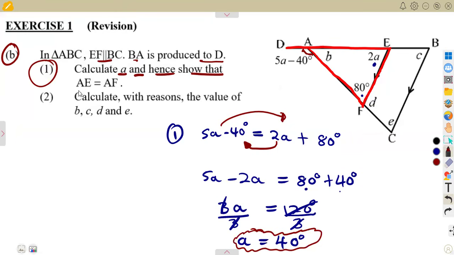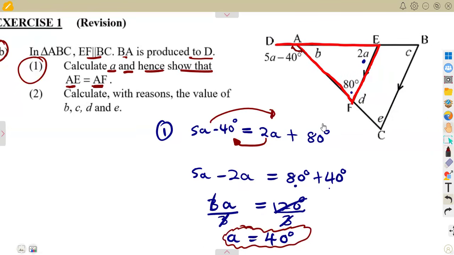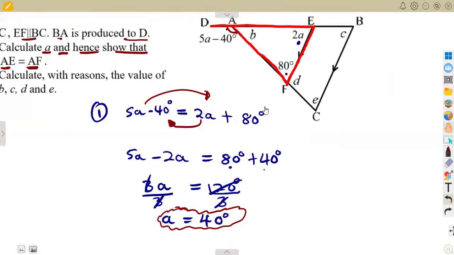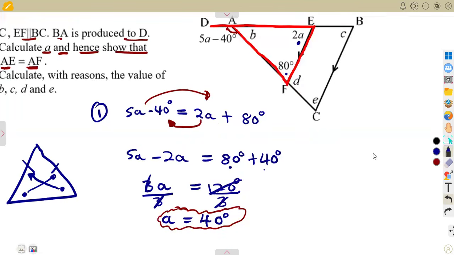Hence show that AE is equal to AF. How can we show that AE is equal to AF? We simply need the angles. We know that if two angles are equal, the sides which are opposite these angles are also equal. So is that the case? We calculated our A is 40.